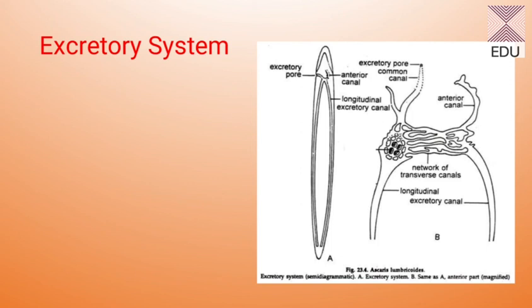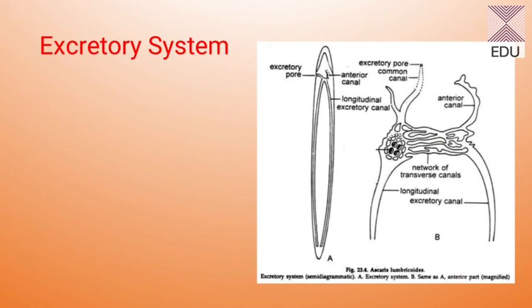Here we have a very typical H-shaped excretory system. So you should write it that ASCARIS has got an H-shaped excretory system. Now the diagram on the right side, or the B diagram, you can very well see the H shape of the excretory system. Two arms are going upward, two are going downwards, and in the very center you have the network of transverse canals. So that makes an H-shaped excretory system.